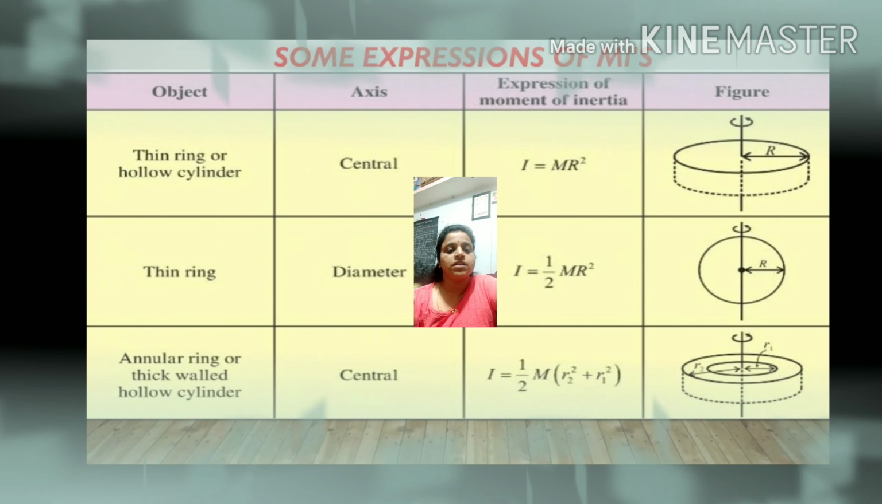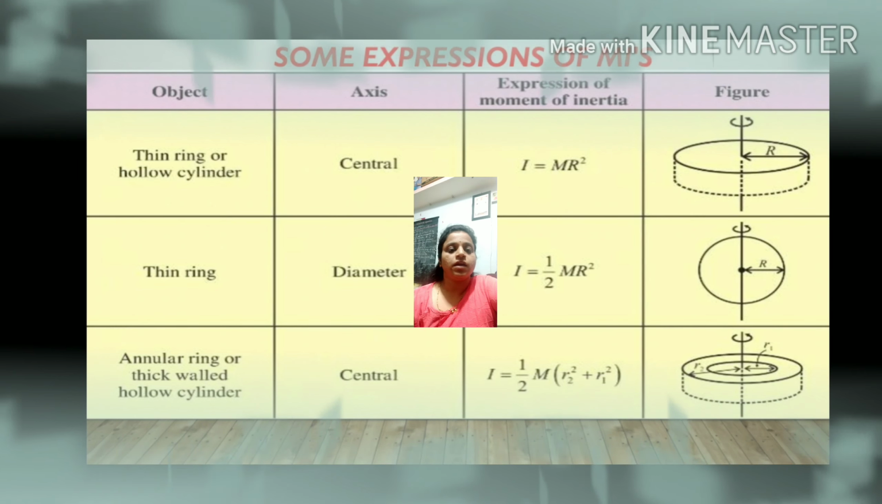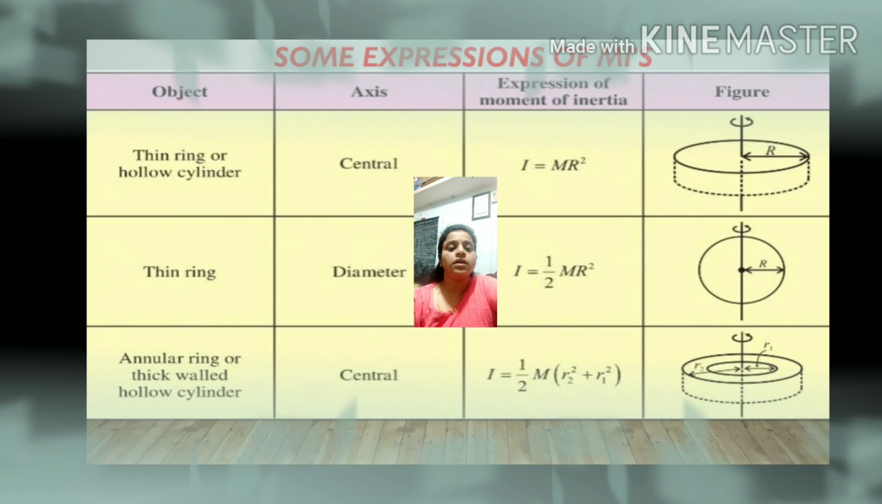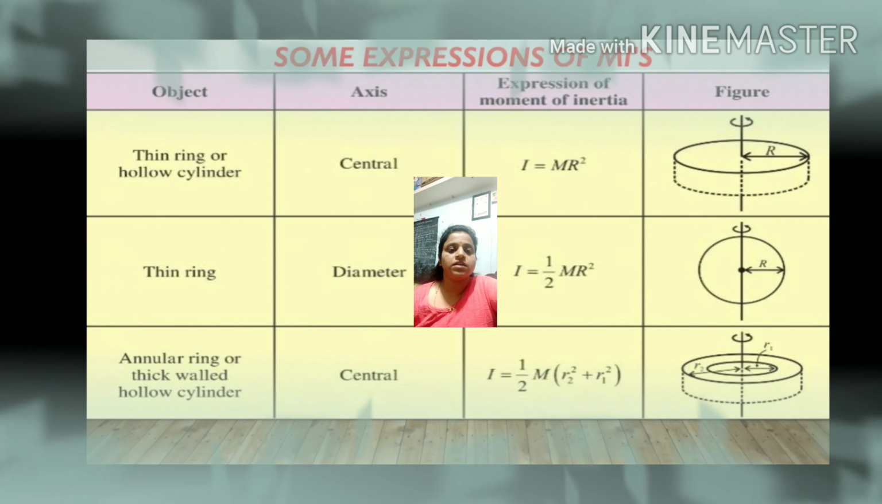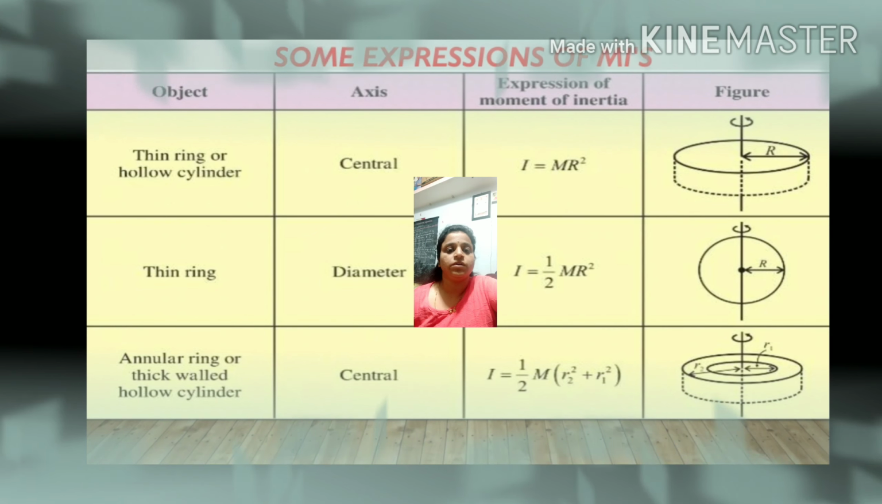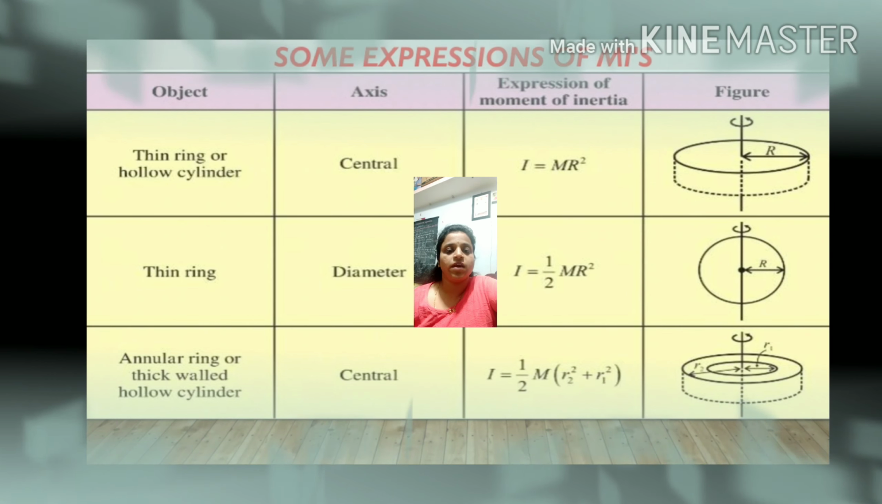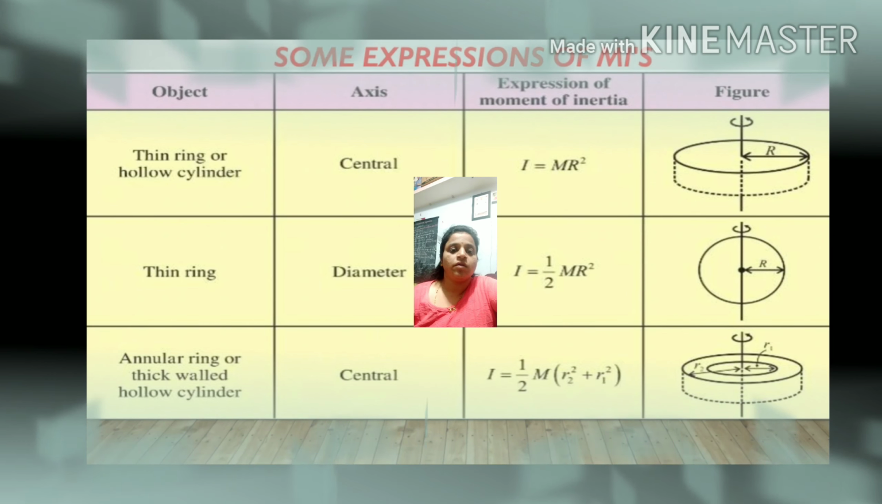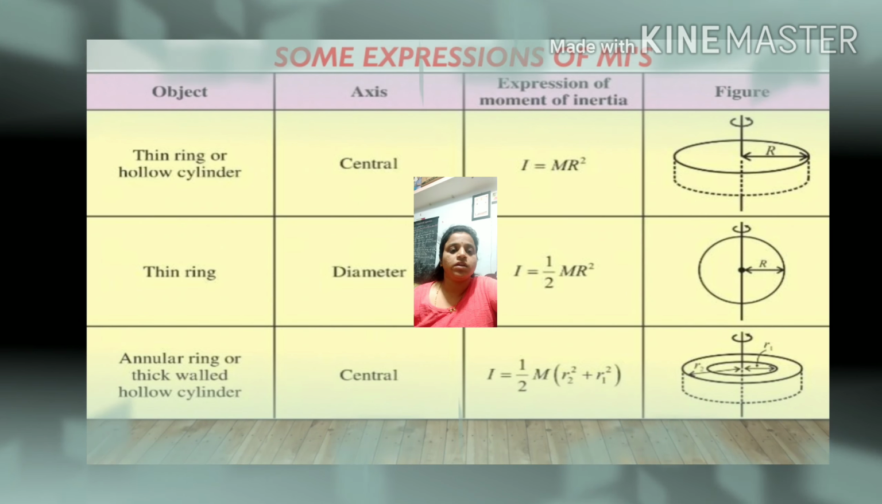Then the second object is a thin ring. It is again a thin ring, but it is rotating along the axis passing through the diameter. So their expression is I is equal to 1/2 mr square. The figure is there. So the ring is rotating along the diameter.